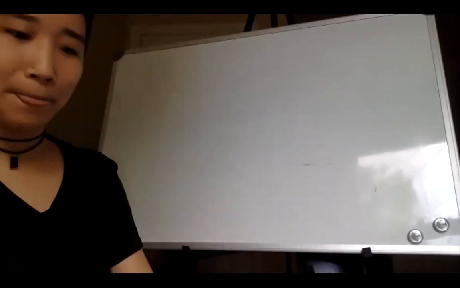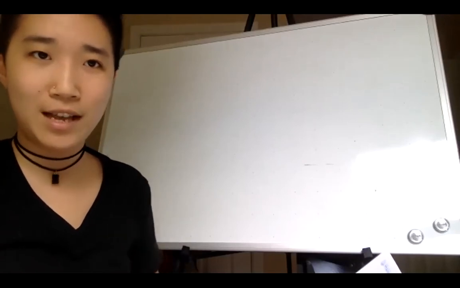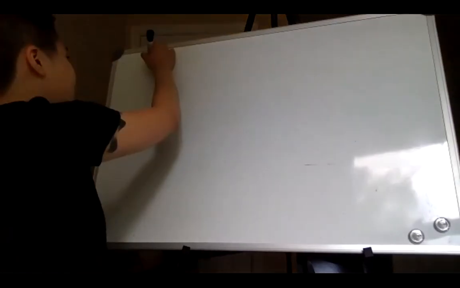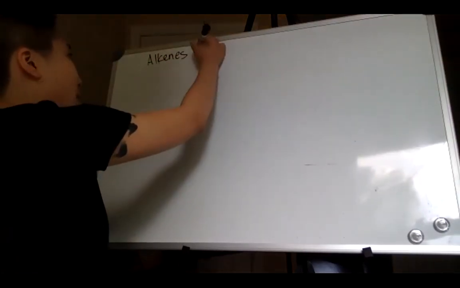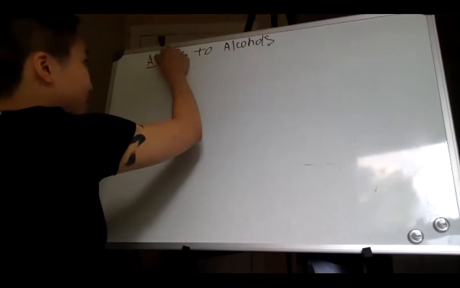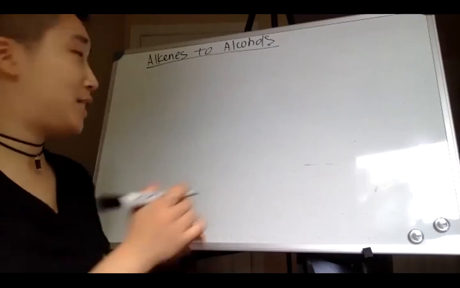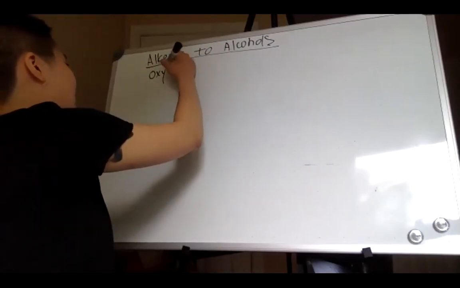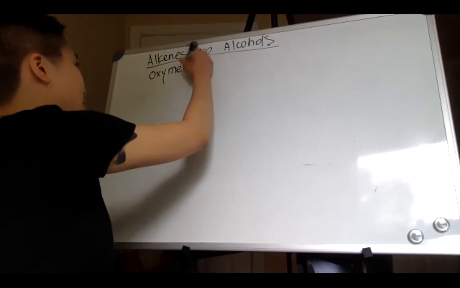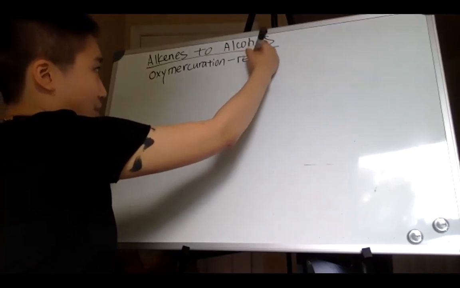Okay, there we go. All right, so two very long reactions that I mentioned just now, oxymercuration reduction and hydroboration oxidation. They're both reactions that transform alkenes to alcohols. Okay, so the first method that I'm going to talk about, you can write down this very long name, oxymercuration-reduction.